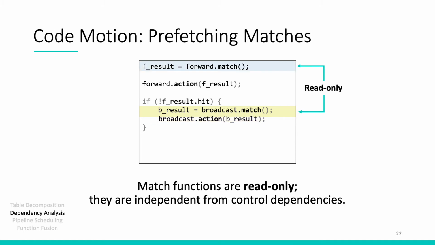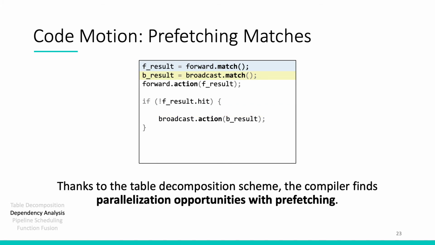As the matches are decomposed, the compiler can simply prefetch the matches. Because match functions are read-only and independent from control dependencies, the compiler can move the broadcast match outside of the conditional branch. Thanks to the table decomposition scheme, the compiler finds parallelization opportunities with prefetching.